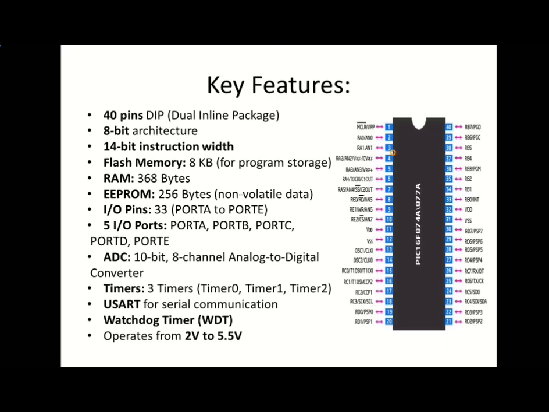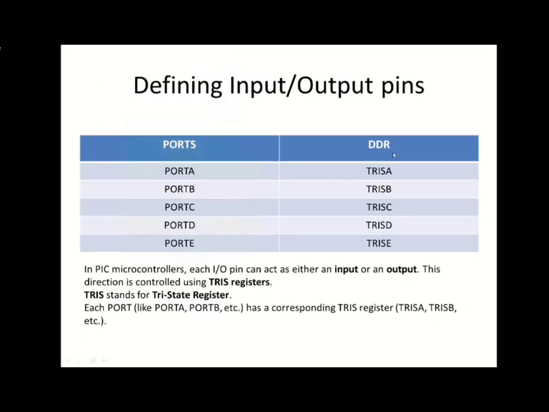Now let's go. Defining input output pins. In a PIC microcontroller, each input output pin can be set as either an input or an output. This direction is controlled using TRIS registers. TRIS stands for tri-state register. Each port like port A, port B, etc. has a corresponding TRIS register like TRIS A, TRIS B, etc.